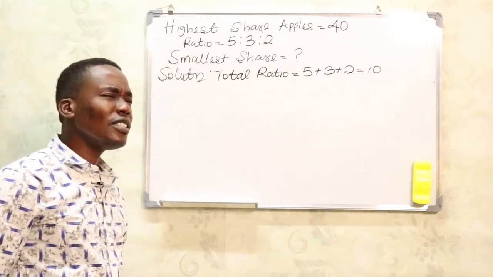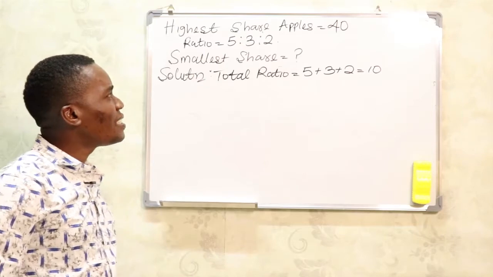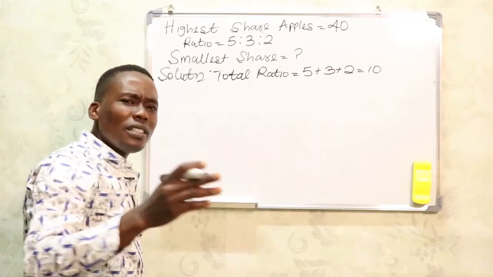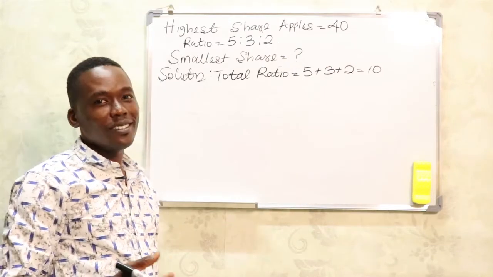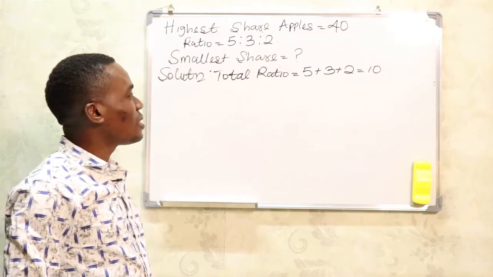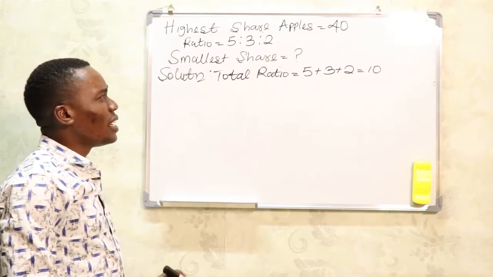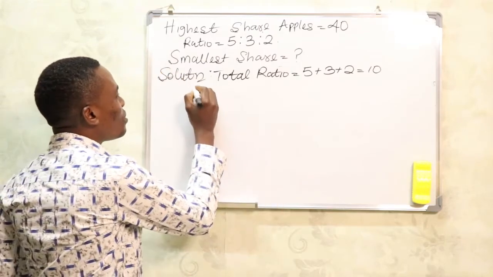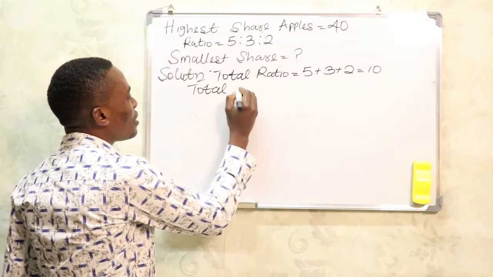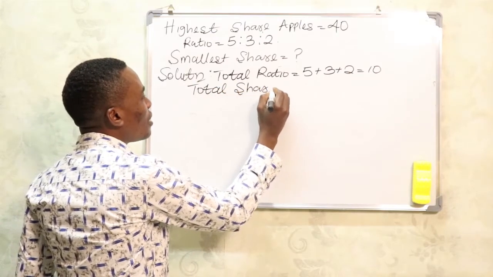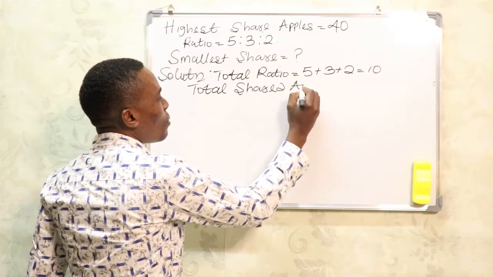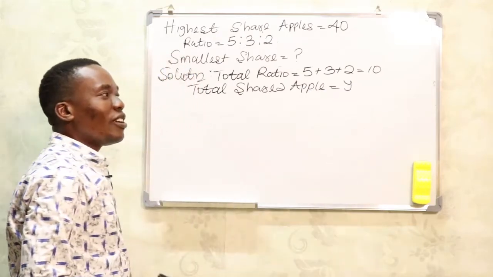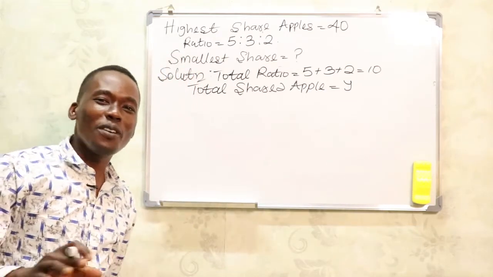10. Now the next thing you ask yourself, what is the highest share of apple? The highest share of apple is 40. Now did they give you the total share of apple? Not at all. The question is so interesting. Now all you need to do is to find the total share of apple. Now let's assume that the total share of apple is, let's consider it to be what? Y. Now this will make our solution very easy.